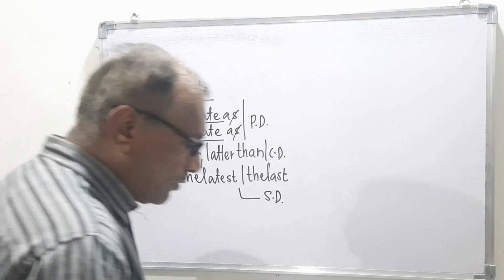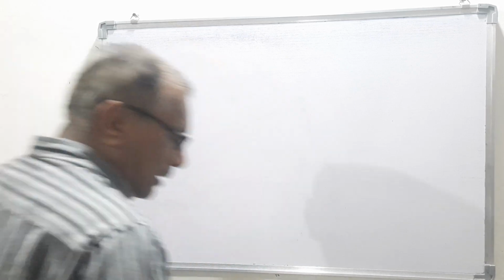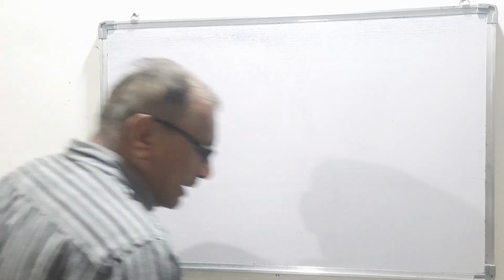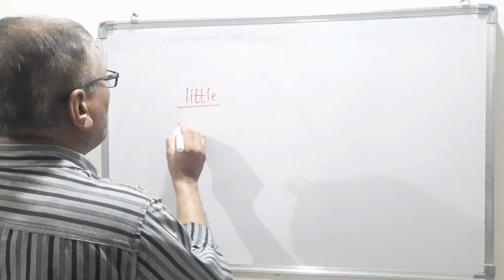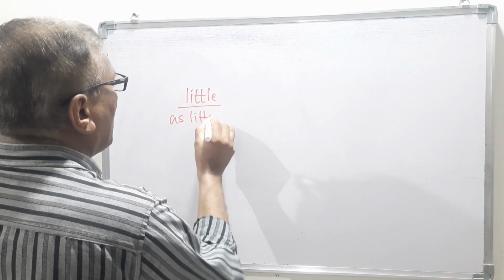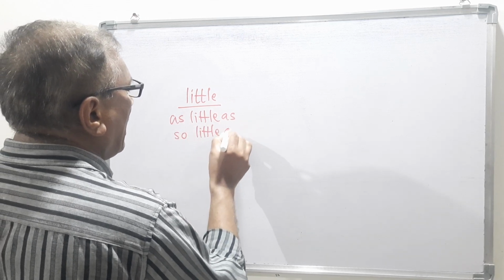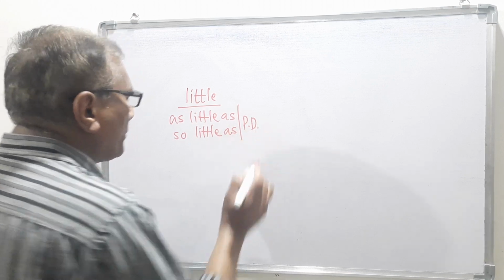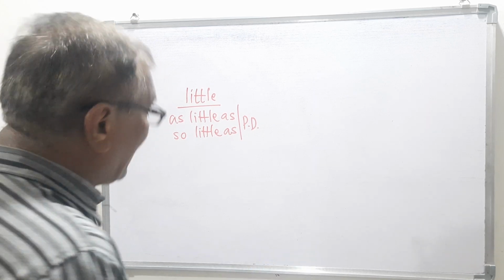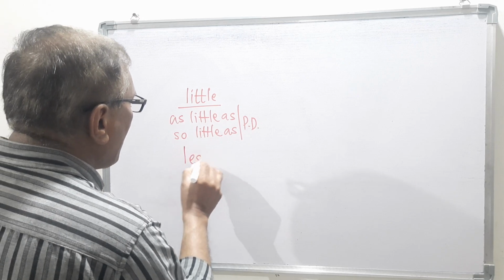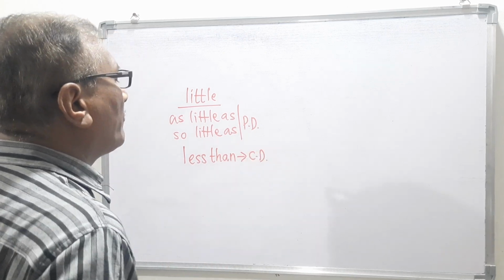So remember here, now we have taken the new word again, and that new word is little. Remember, little. So little means as little as, so little as. This is the PD form. Okay, as little as. Then less than is the CD form, means comparative degree form.